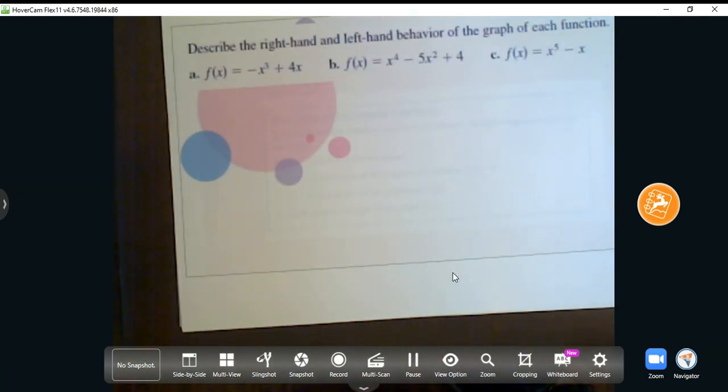Okay, so it says describe the left and right hand behavior of the graph. And again, I want us to use that correct notation. I don't want us to just say up or down. I want us to talk about the f of x's, the x's, and the infinity symbols.